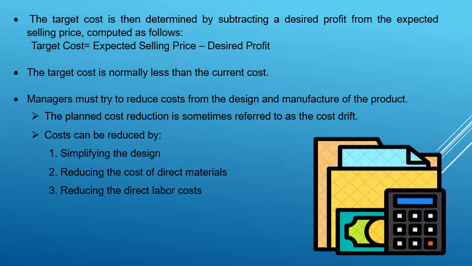So target cost is also determined by subtracting a desired profit from the expected selling price. So computing that, the target cost is equivalent to the expected selling price subtracted by the desired profit. Also, the target cost is normally less than the current cost. So managers must try to reduce costs from the design or manufacture of the product. So the planned cost reduction is sometimes referred to as the cost drift. So costs can be reduced by first simplifying the design, second reducing the cost of the direct materials, and lastly reducing the direct labor cost.